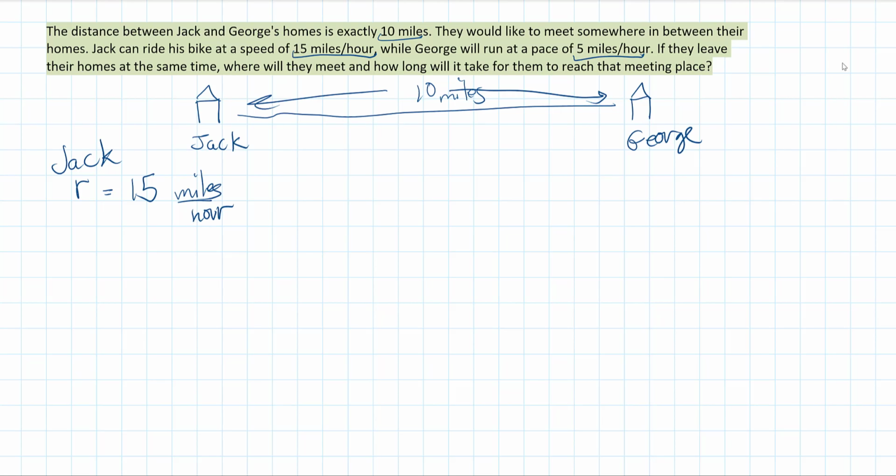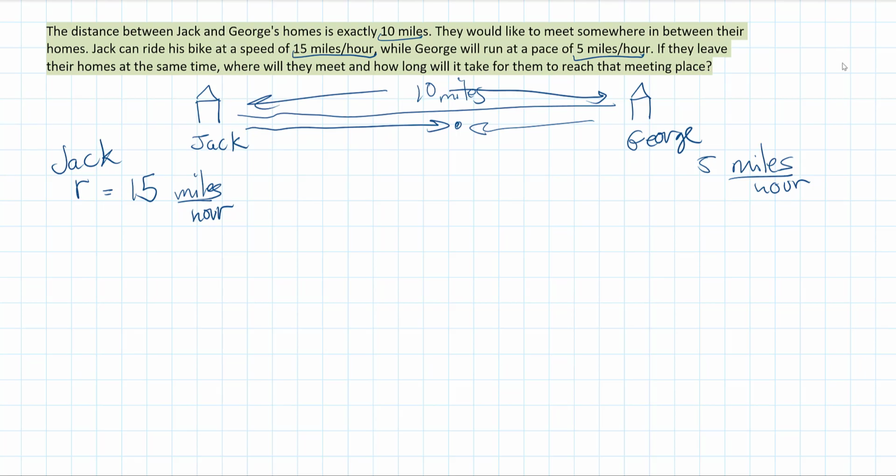And George's rate is 5 miles an hour. So George is running and Jack is riding his bike. So now, assuming that Jack and George take this straight road between them, Jack will start from here and George will start from here, and they will meet at a certain point right there.